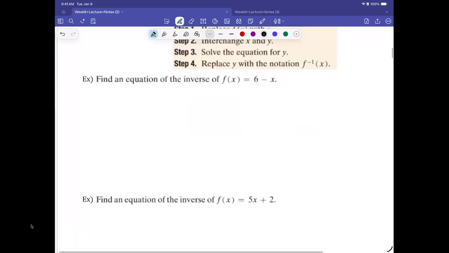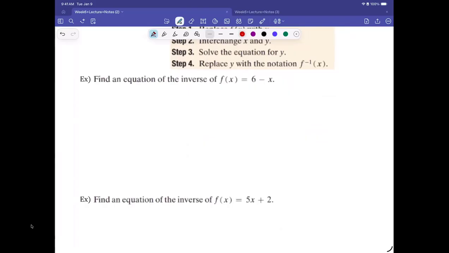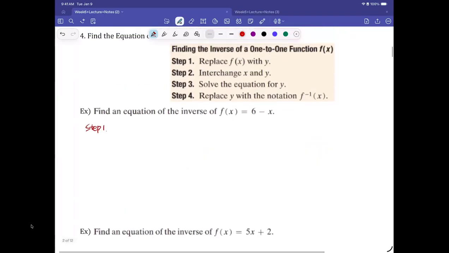So I'm going to follow these steps. Step number 1 says you have to replace f of x with y. So y is equal to 6 minus x. This is step number 1. Easy?